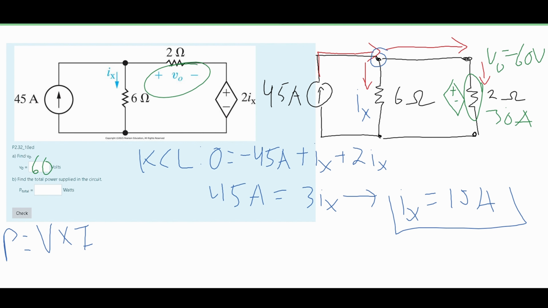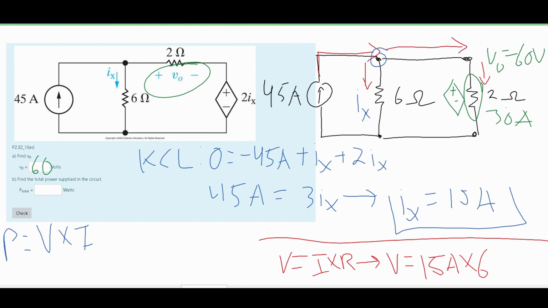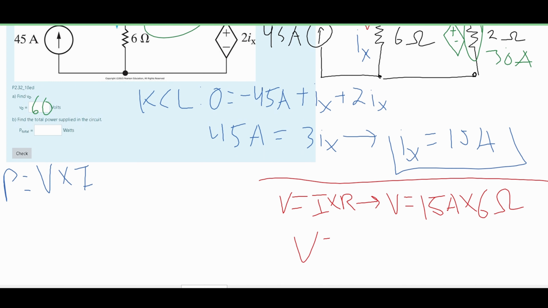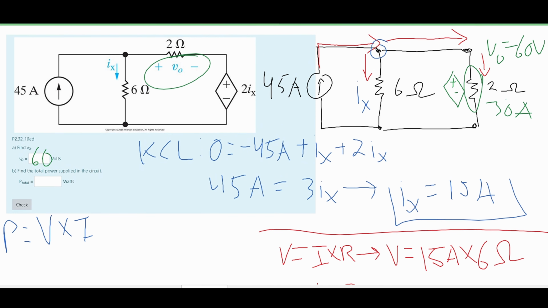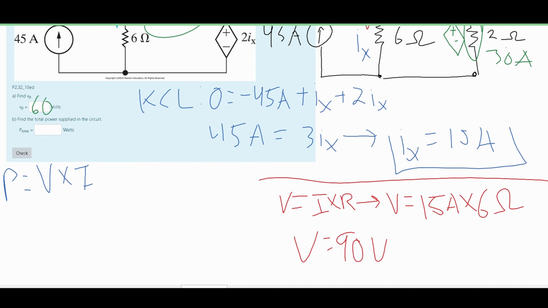But if we look at our voltage that's in the middle on our leftmost resistor, we know that our current flowing through it is 15 amps because we found it here, and we also know the resistance is 6 ohms. So we can find the voltage for this middle part by using the formula V is equal to current times resistance. If we do this, we will see that our voltage is equal to 15 amps times 6 ohms. The voltage here is equal to 90 volts. Since this 90 volts is greater than the 60 volts we found at V naught, we are going to use this 90 volts in our power equation.